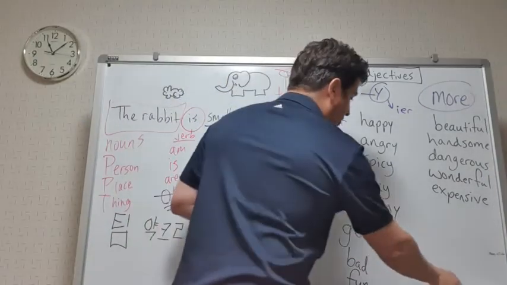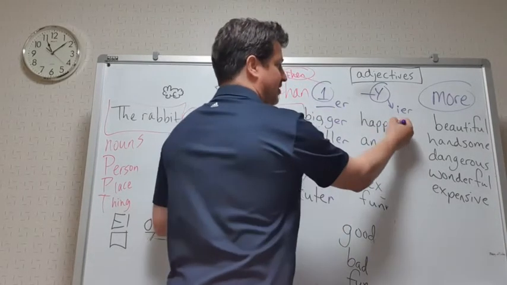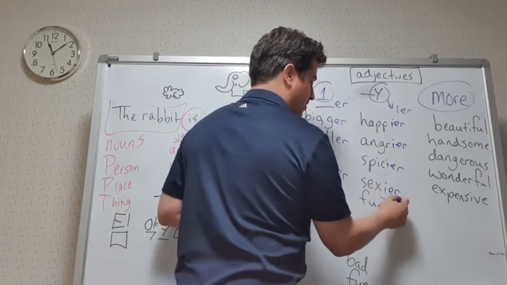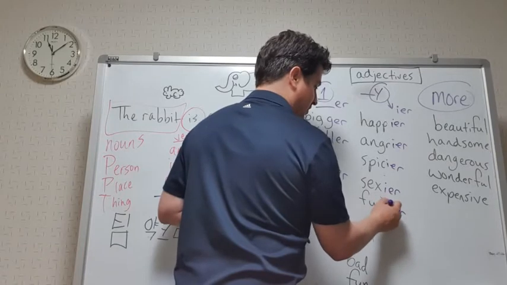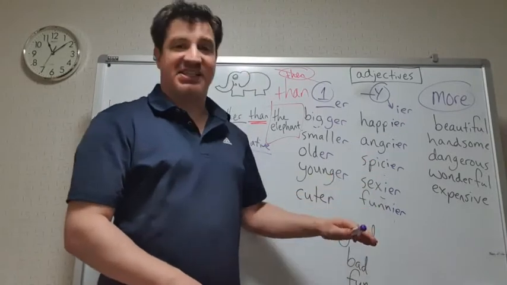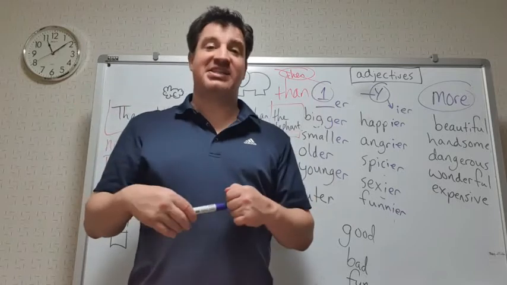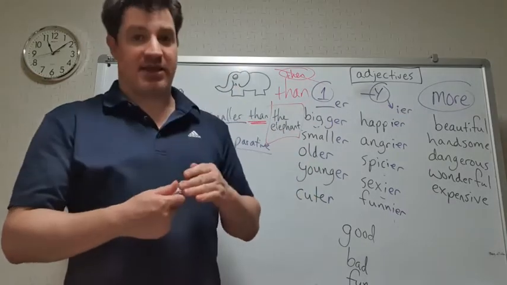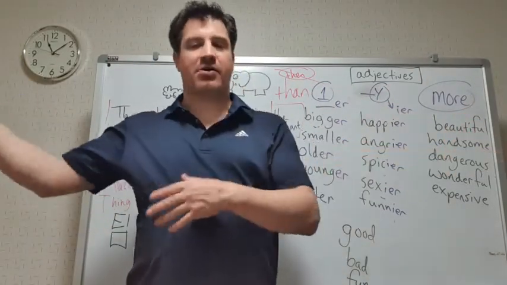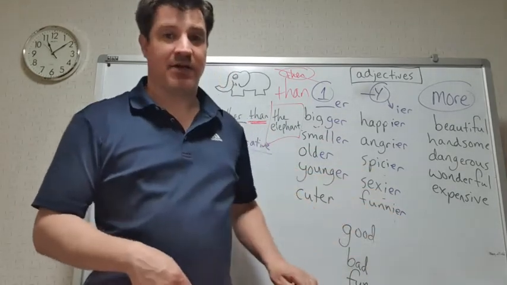Okay? So all of these, erase the I, add I-E-R. Okay? Happier, angrier, spicier, sexier, funnier. Okay? All of these are used in a sentence to compare two different things. Oh, I am happier than he. She is angrier than him.